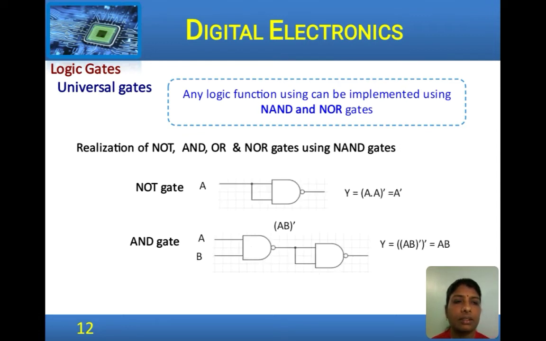Check your answers. So, for a NOT gate, the two inputs can be tied up, and then the output is A dot A the whole dash, that is A dash. So, that is a NOT operation. For an AND operation, you invert it again, you get an AND operation. So, A dot B the whole dash we get over here, use a NOT gate again and we get the result.